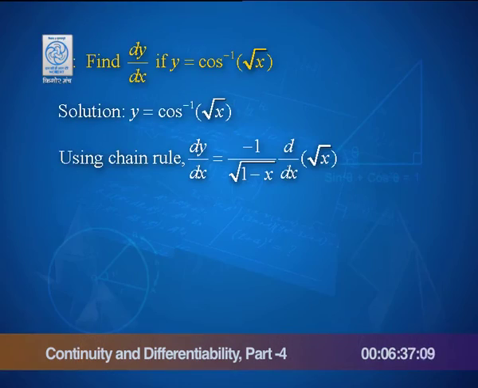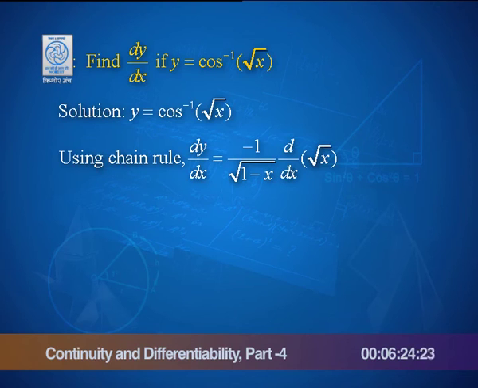So, if I have to find the derivative of y, where y is cos inverse of root x with respect to x, what would one do? Again observe the composition, 3 layers, no rather 2 layers. I have cos inverse and the square root function present here. Let us see what would happen if I have to find its derivative using chain rule.